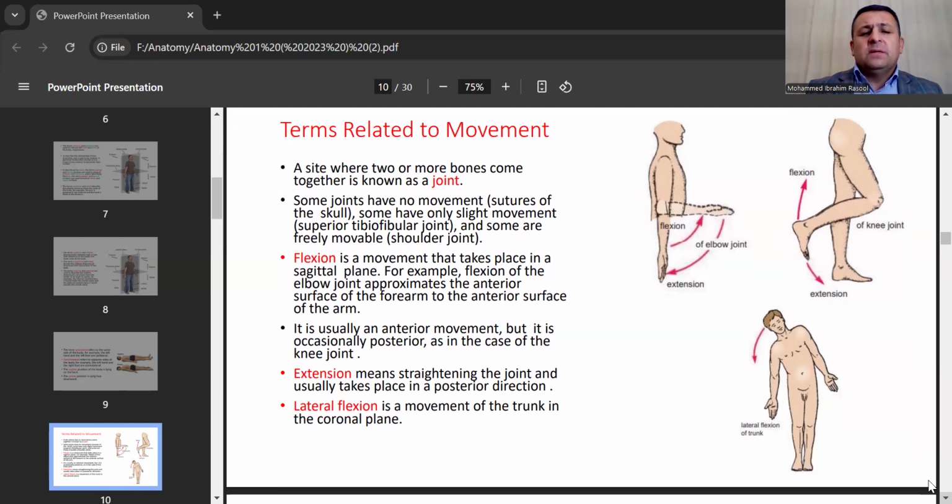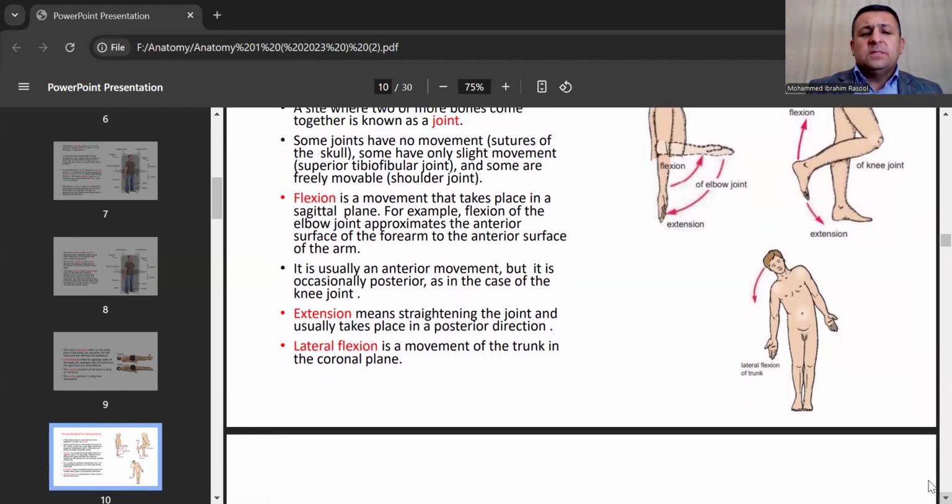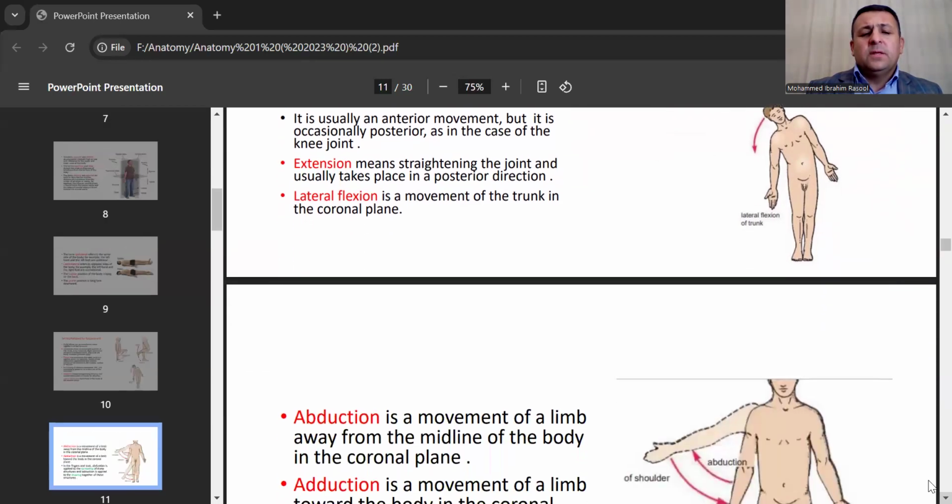Flexion is a movement that takes place in a sagittal plane. For example, flexion of the elbow joint approximates the anterior surface of the forearm to the anterior surface of the arm. It's usually an anterior movement, but it is occasionally posterior, as in the case of the knee joint. Extension means straightening the joints and usually takes place in a posterior direction. Lateral flexion is a movement of the trunk in the coronal plane.